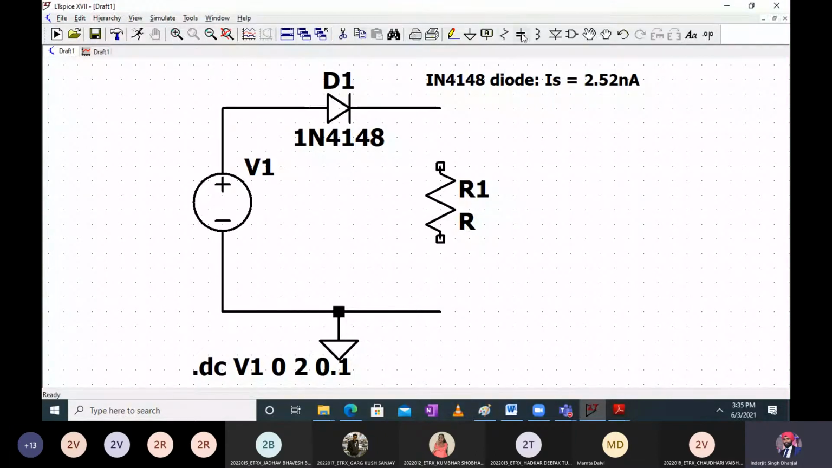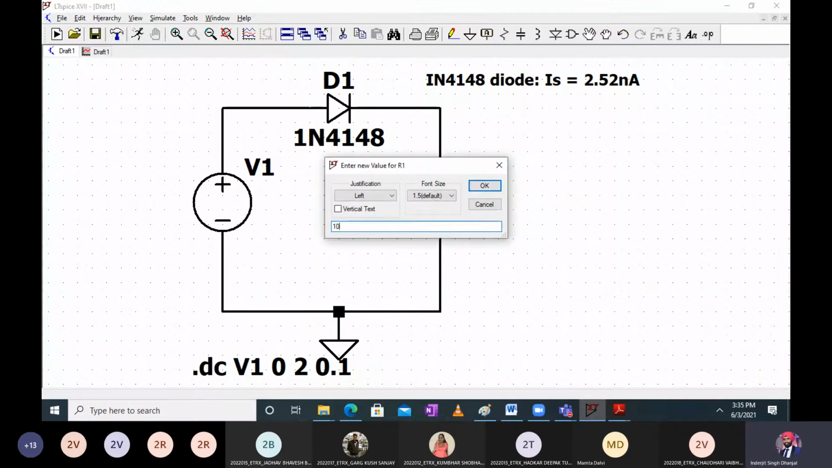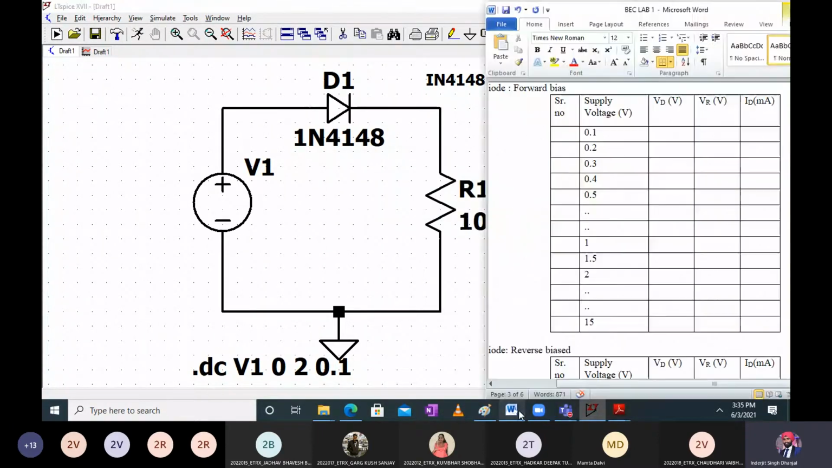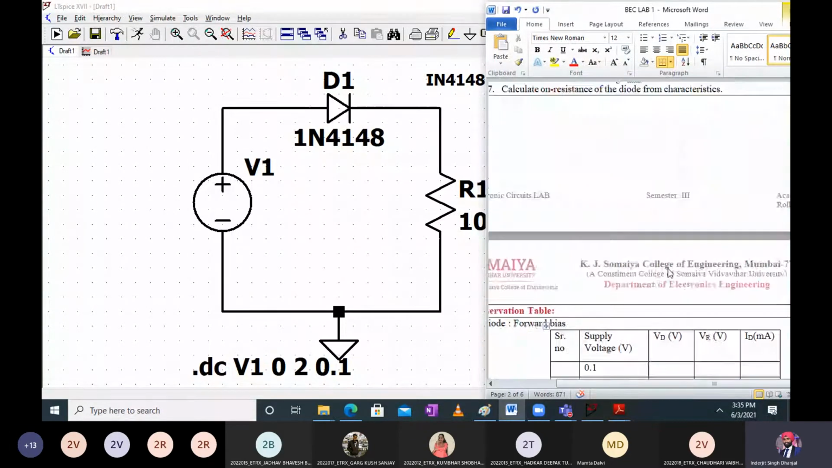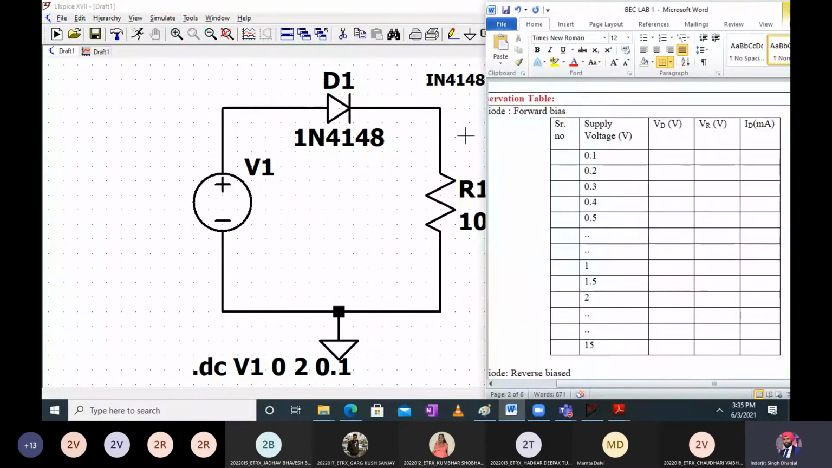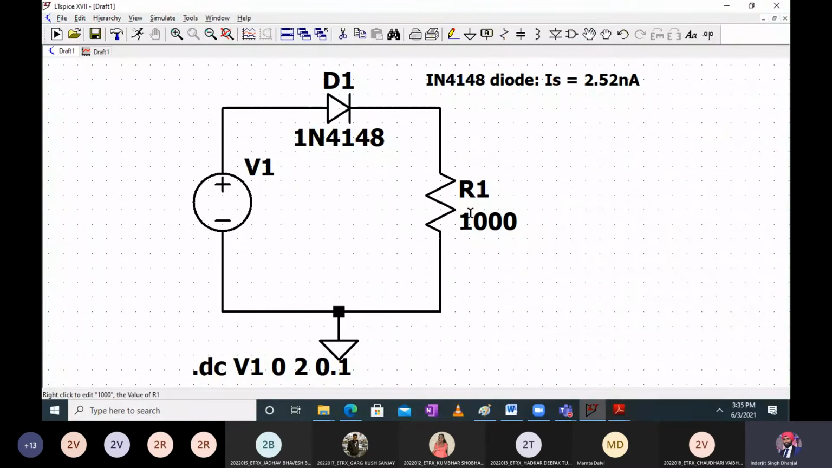Okay, place a resistor over here like this. And you can give the value of the resistor as, let's say, 100 or thousands. In the lab write-up, they have given 1000. Correct? Yeah, 1K. So 1000 ohms you can connect. Everyone reached over here? Yes.